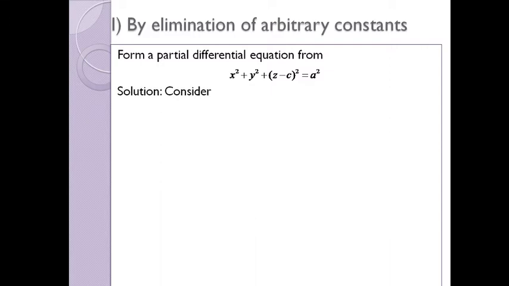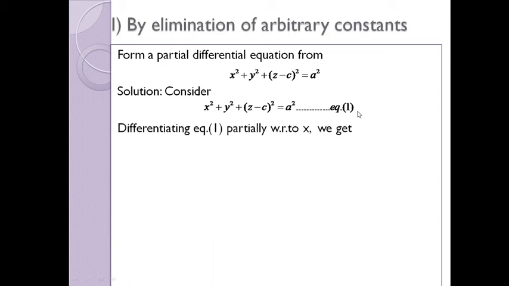Now consider the given equation as equation number 1. Now differentiating equation 1 partially with respect to x. Therefore here derivative of x square is 2x, then derivative of y square is 0, derivative of z minus c square is 2 into z minus c, and z is the function of x and y, therefore del z by del x equal to 0. Now in next step we cancel these two and substitute del z by del x equal to p. Now similarly this gives equation number 2.